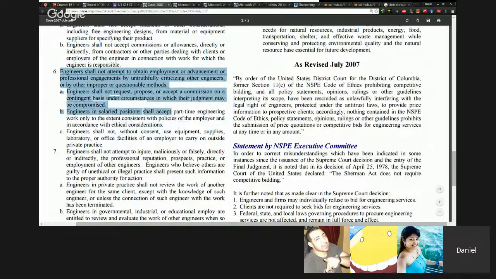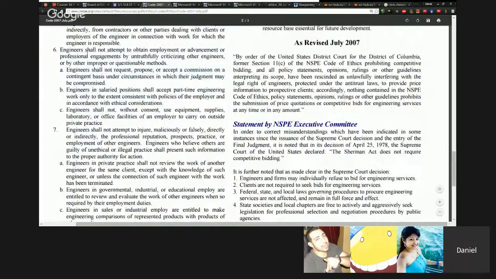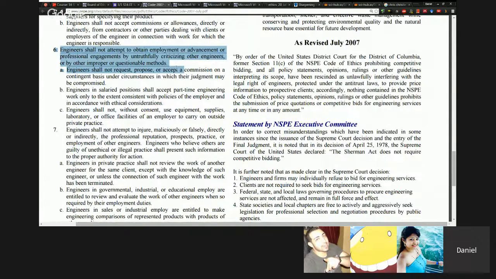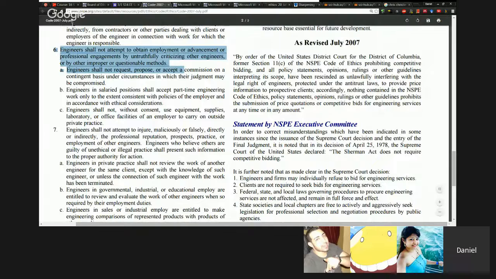Here's another thing in the Code of Ethics. Engineers shall not obtain employment or advancement through untruthfully criticizing other employers or by other improper or questionable methods. So you have an obligation not to badmouth other engineers in order to get a job. If you're badmouthing other engineers, especially if you're lying about other engineers, this is against the Code of Ethics.